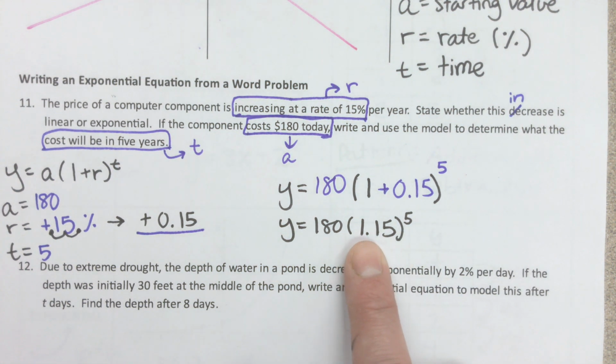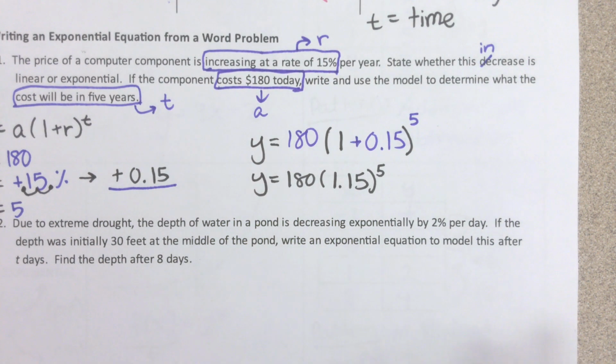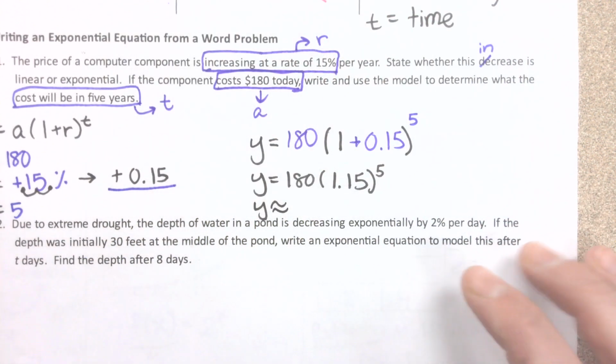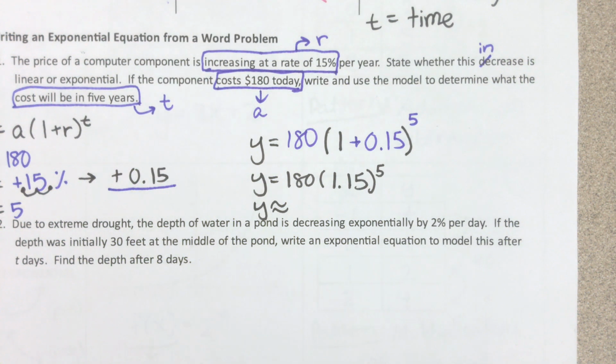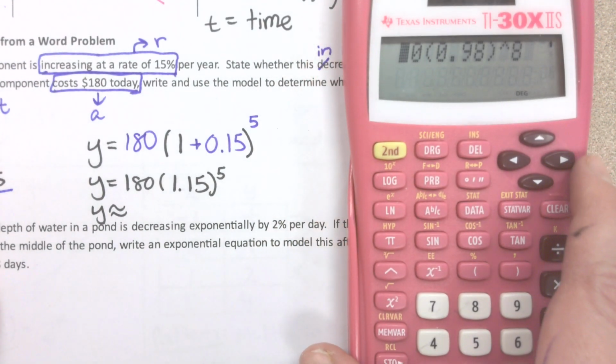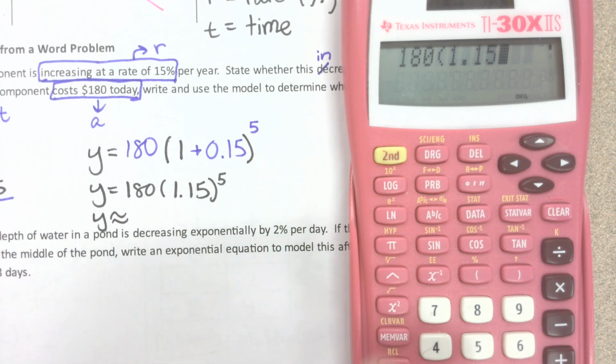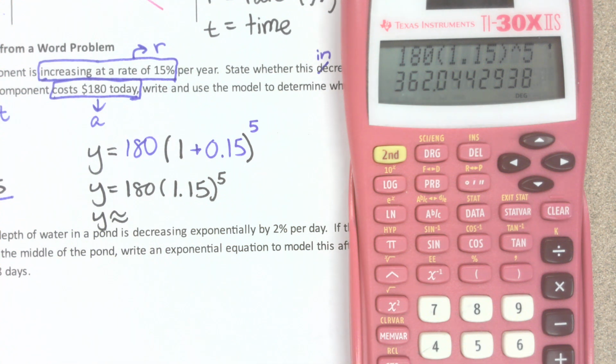This number in parentheses is bigger than 1. That means this is an increase, which we already knew based on the problem. But in a moment, we're going to do problems where we're given the equation and we have to determine increase or decrease. That's valuable information to know. All right, we can type this into our calculator to get our answer. And we're going to have to round. This is a big one. As long as you type in exactly what is written, you will get to the correct answer. We have 180 in parentheses 1.15. Don't forget the caret for the 5. This is an exponent, not multiplication.